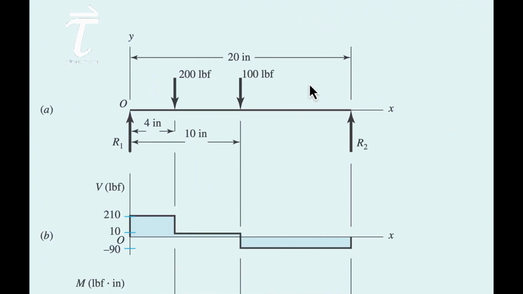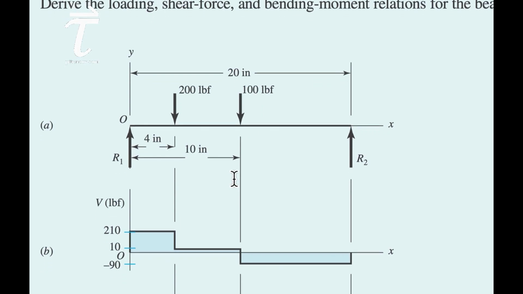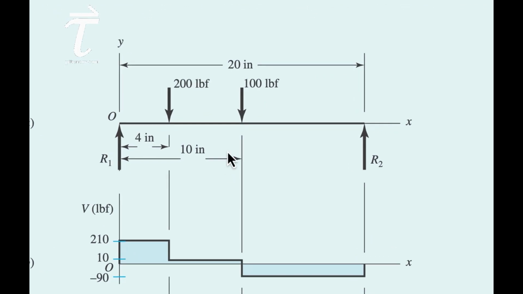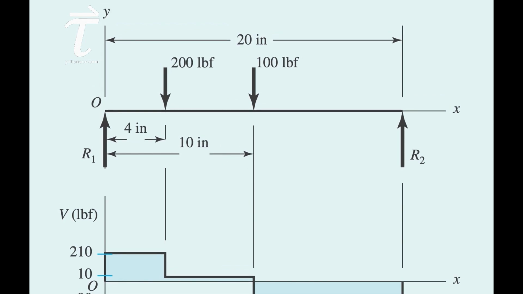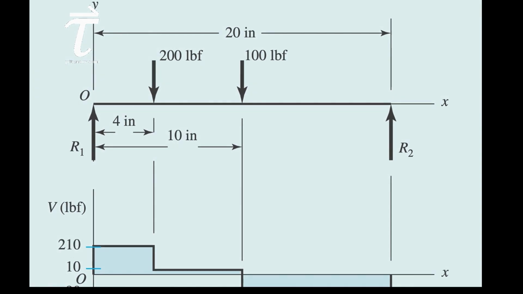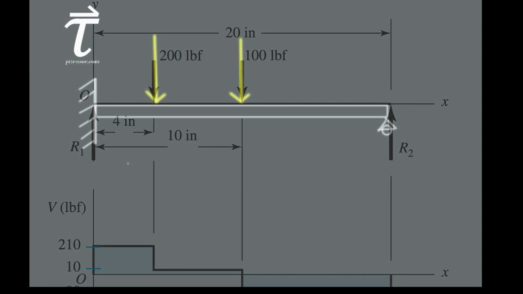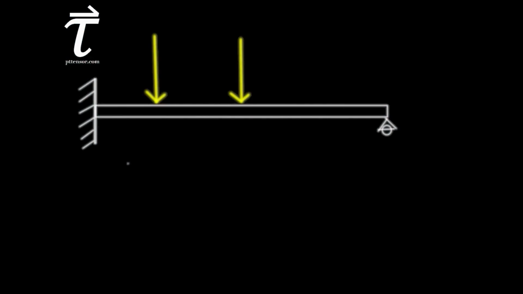Let's take a simple example. For example, this simple beam is constrained at both ends. Then we also give two loads over the beam.